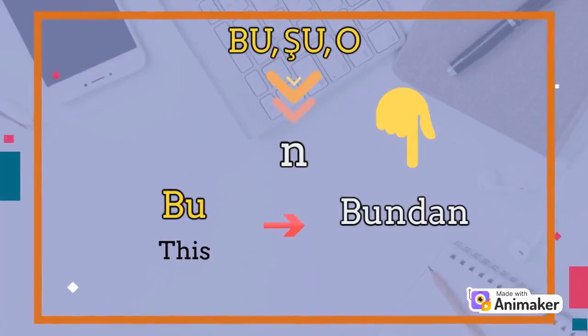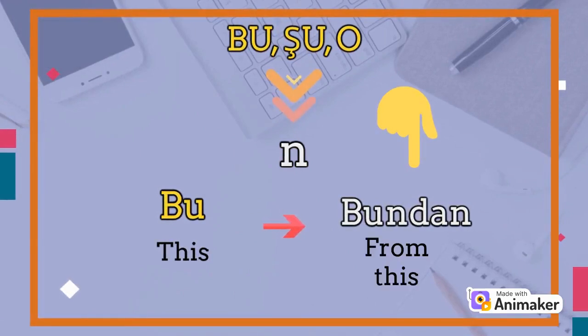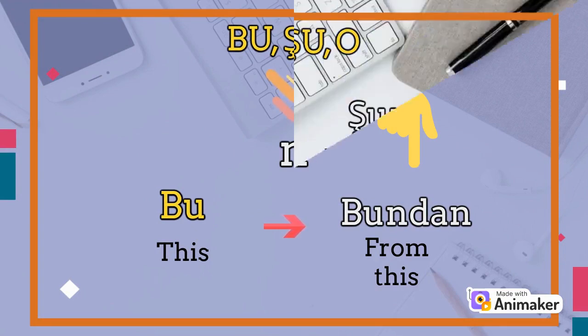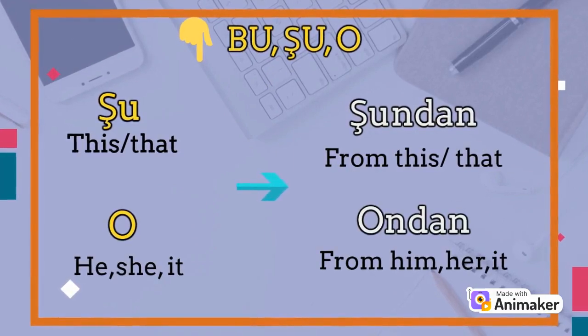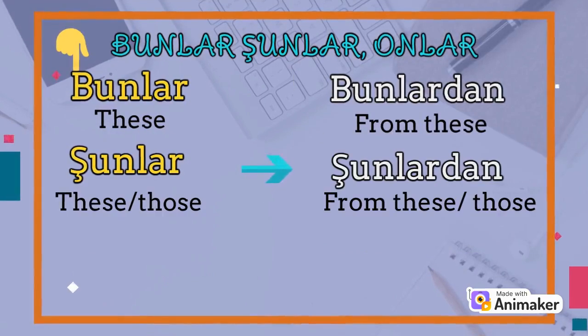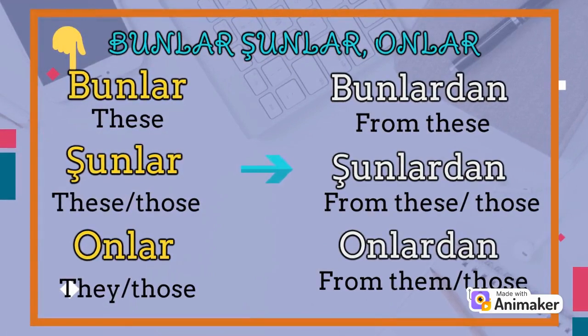For the pronouns bu, şu, o, add an extra N before adding dan, den. For instance, bu, bundan. Şu, şundan. O, ondan. Bunlar, bunlardan. Şunlar, şunlardan. Onlar, onlardan.